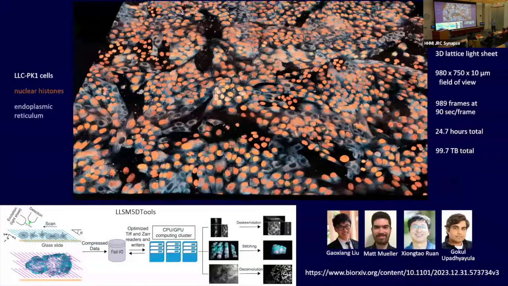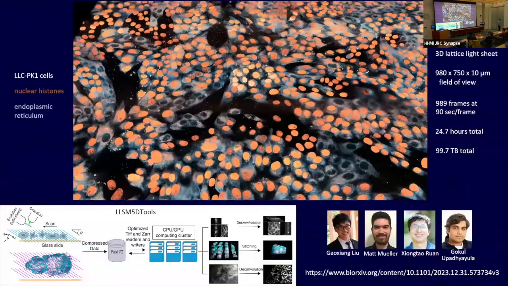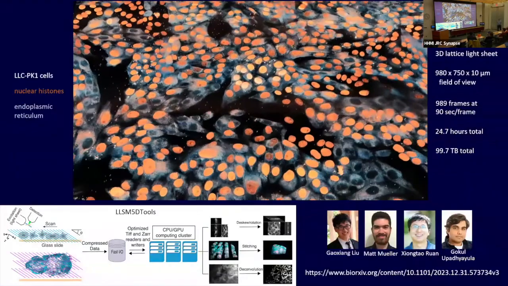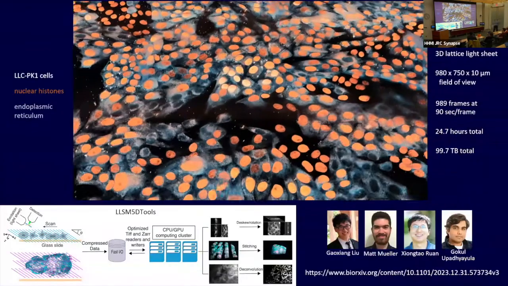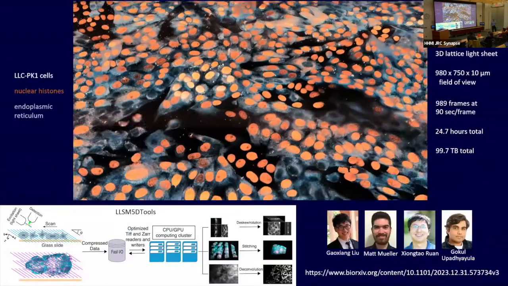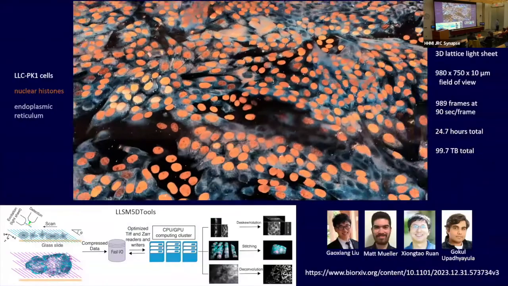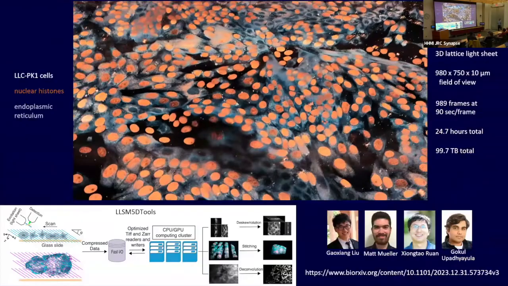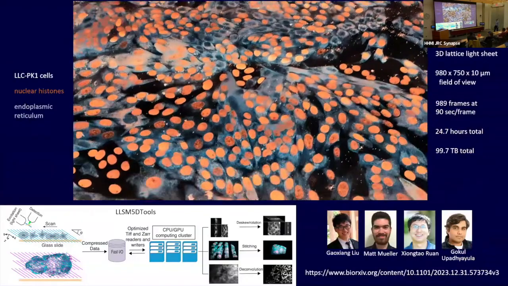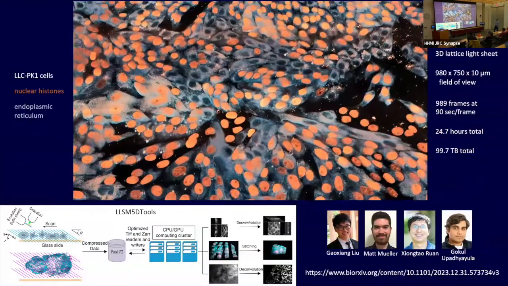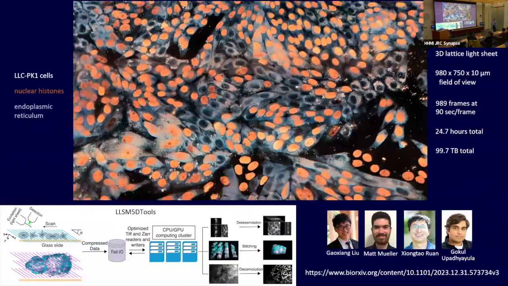It has, like I said, a very big field of view, and basically its speed is only limited by the cameras. I mean, most good light sheets now are simply limited by camera speed in terms of acquisition rates. So this is basically at 4 terabytes per hour, a 100 terabyte data set, looking at a field of dividing LLC-PK1 cells.